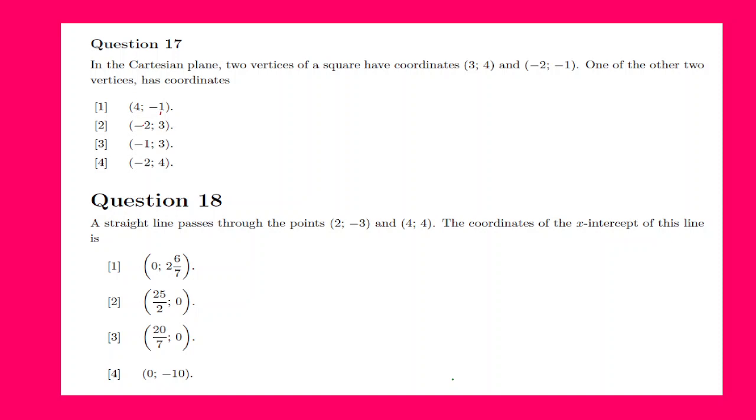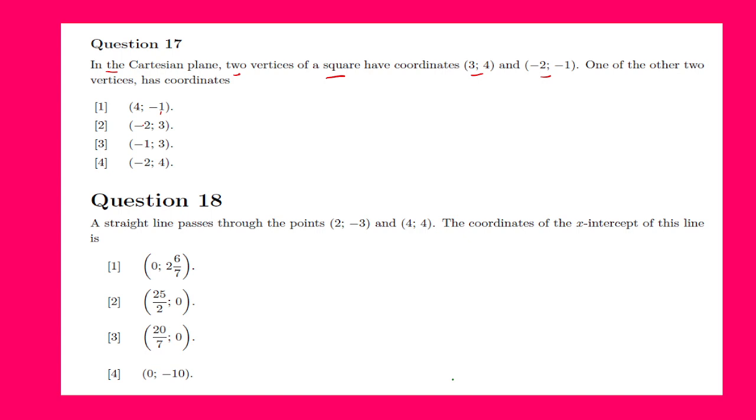We have a question. The question says, in the Cartesian plane, you have two vertices of a square. So they give us two vertices of a square. What does that mean? It means you have two points of a square.